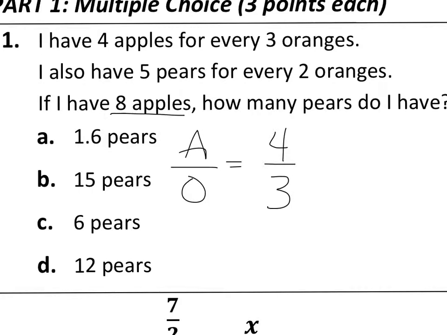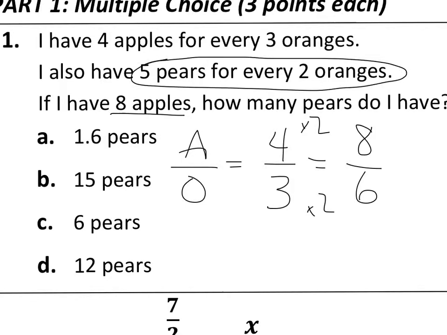Take a look. We have 8 apples, and then we have to figure out how many oranges we have. Well, I know that if I do 4 times 2, I can get 8. So if I do 3 times 2, it'll give me 6 oranges. Now that I know that I have 6 oranges, I can solve this next piece about pears and oranges combined. So let's take a look at pears and oranges.